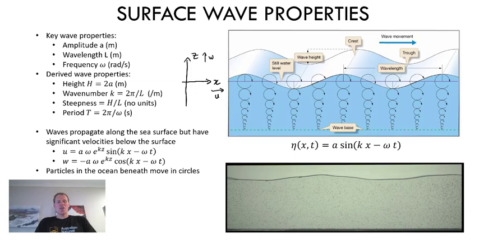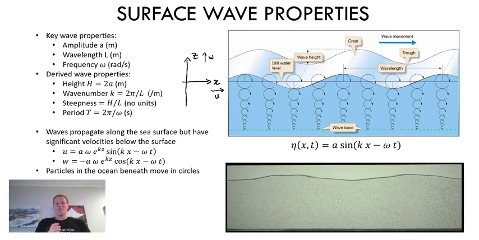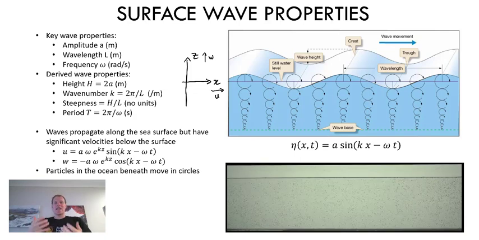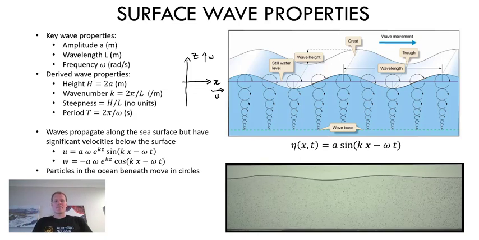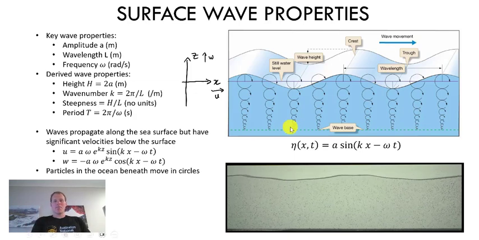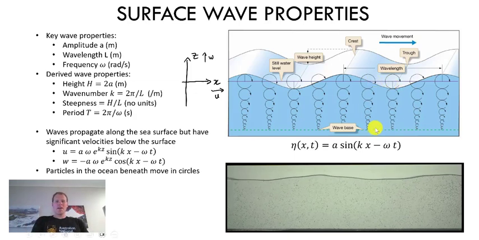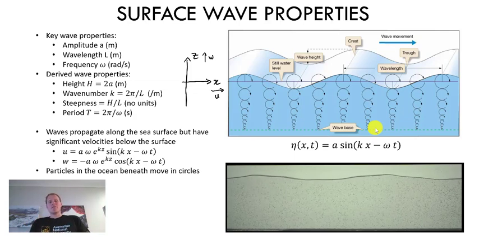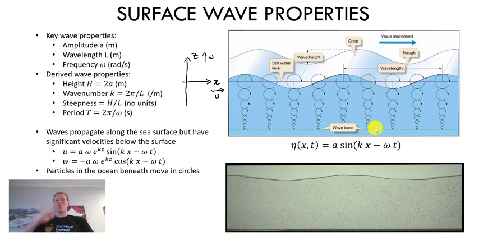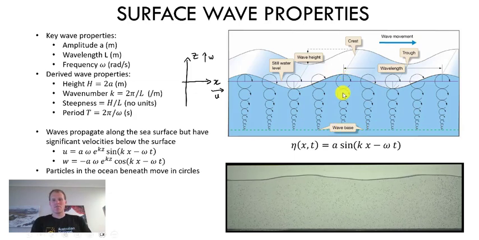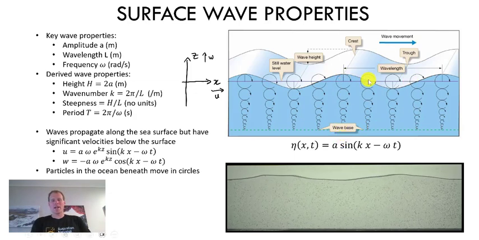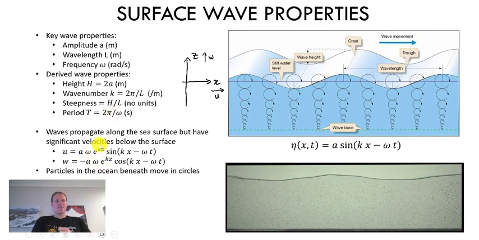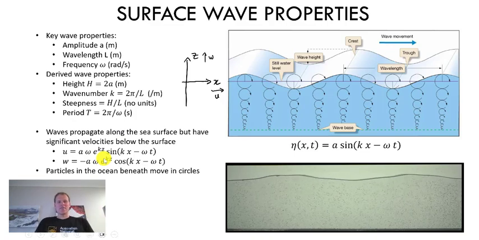The other key thing to recognize here is that the amplitude of the particle motions, and so the amplitude of these velocities, decay as you go down through the ocean. And so you can see there's a very clear bottom of the wave, which is shown in this diagram, and you can also see in the movie. And it turns out that this bottom is about half the wavelength in depth. So from the surface to the wave base is about 1/2 of a wavelength. And that's wrapped up in this exponential decay factor here, this e^(kz) out the front of these velocities.